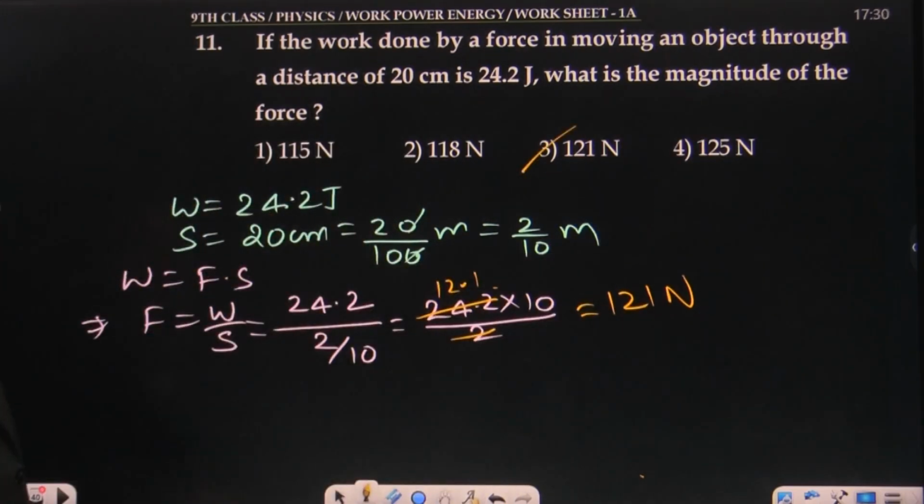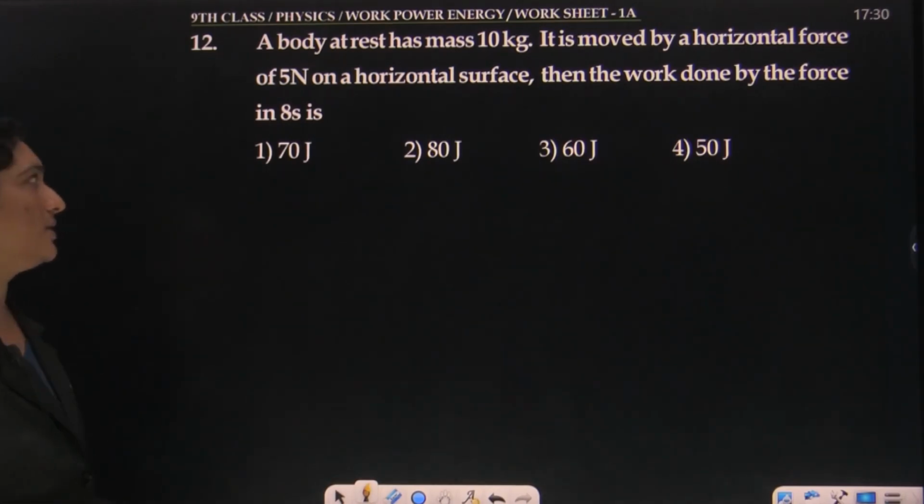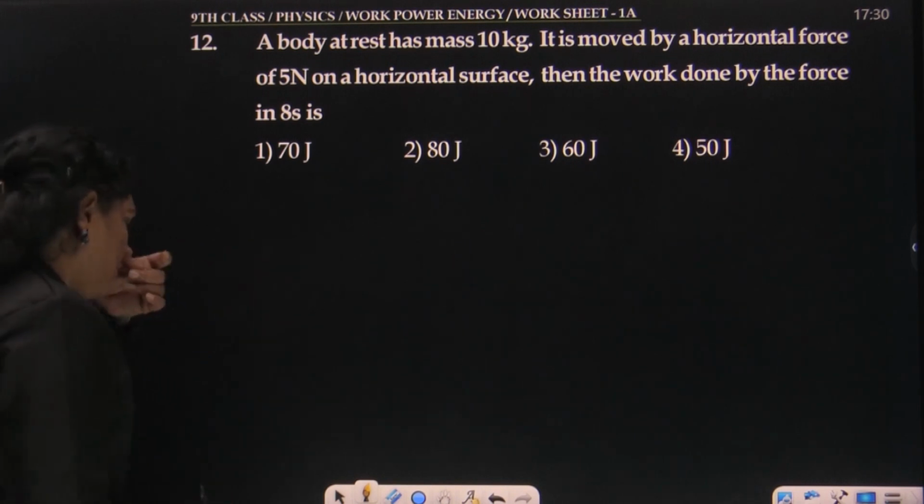So children, moving on to the last question, that is the 12th question. A body at rest has a mass of 10 kgs. What was the condition of the body? Rest condition. Mass is 10 kg. It is moved by a horizontal force of 5 Newton. What is the force given? 5 Newton. Then the work done by the force.